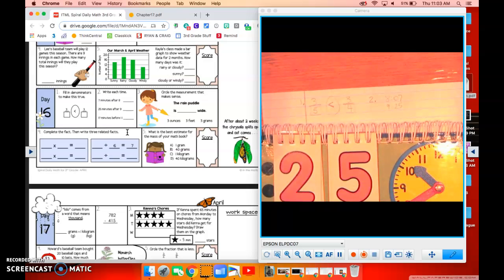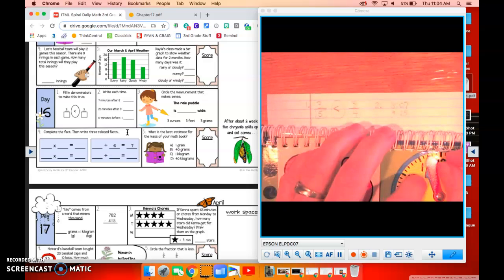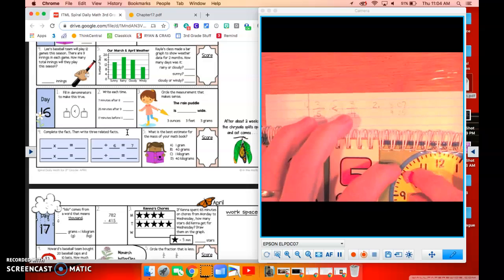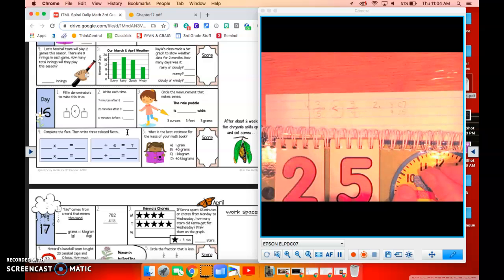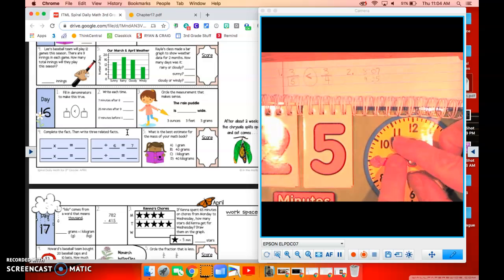And it says that it is 17 minutes before 11. So it's going to be 10 something, and we got to count backwards 17 minutes. So 5, 10, 15, 16, 17. Okay, so it's going to look like that.